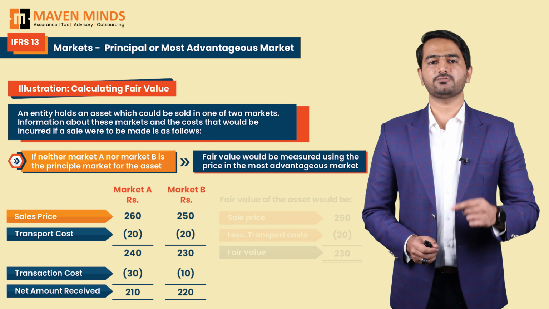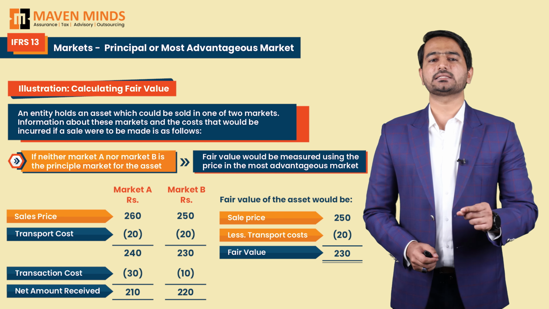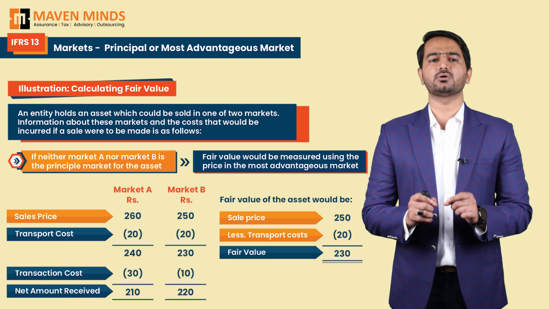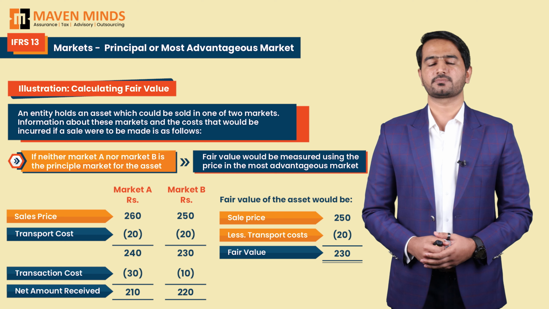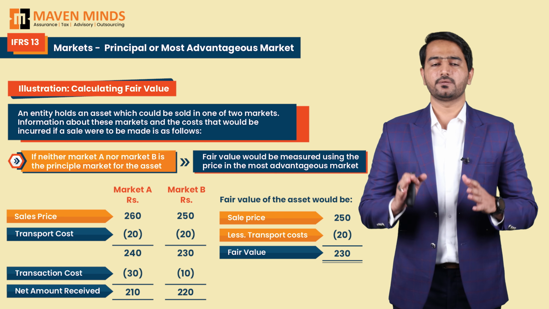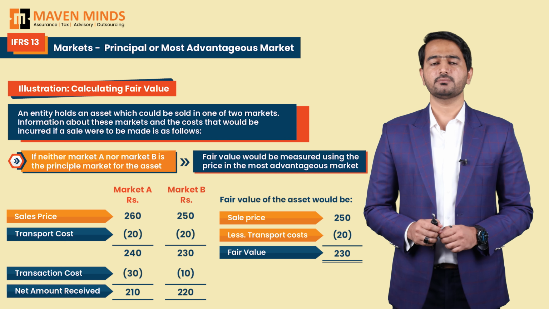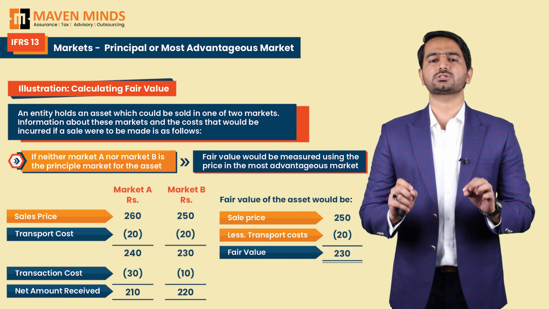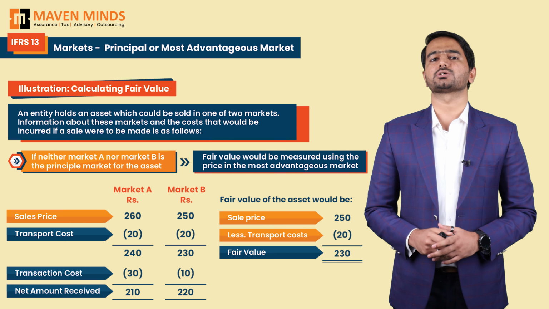But the fair value of the asset is measured using the price in that market, that is $250 less transportation cost of $20 only, resulting in a fair value measurement of $230. So, while determining the most advantageous market, reduce both transaction cost and transportation cost. However, once the market is determined, do not exclude transaction cost in your fair value calculation. Only deduct the transportation cost.